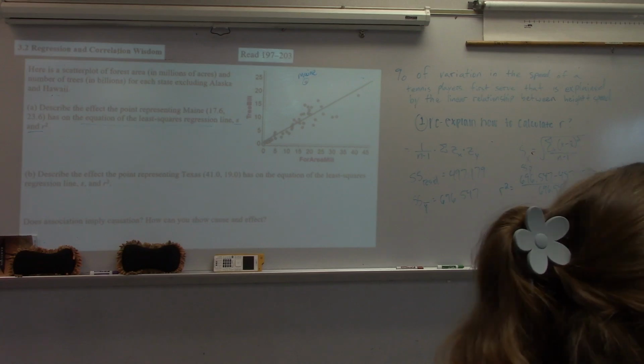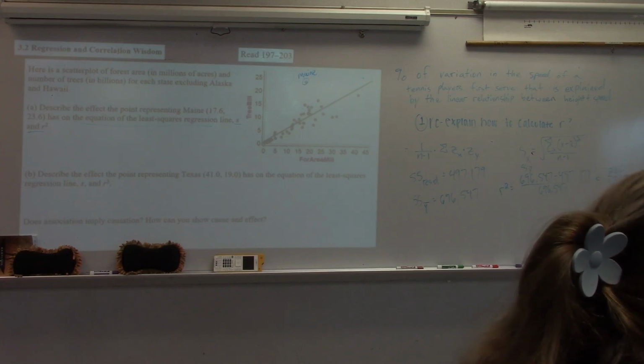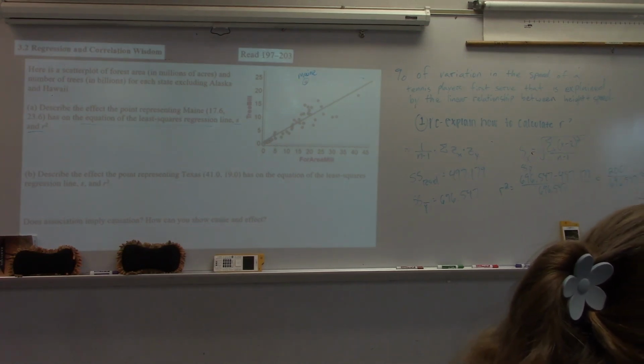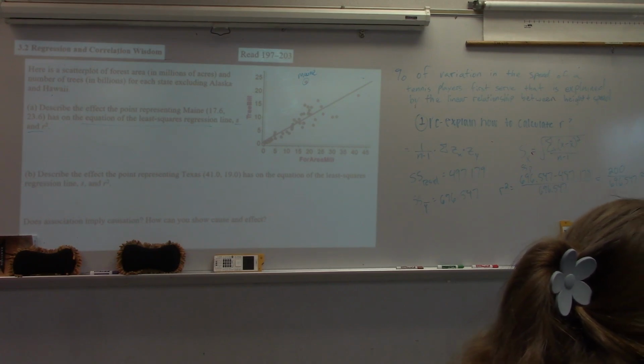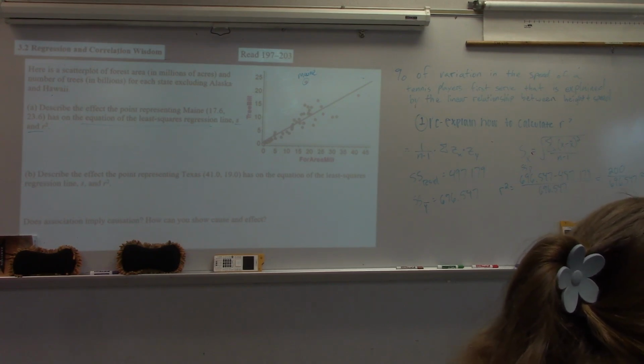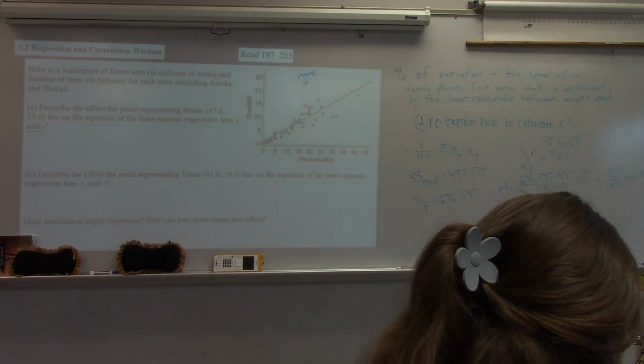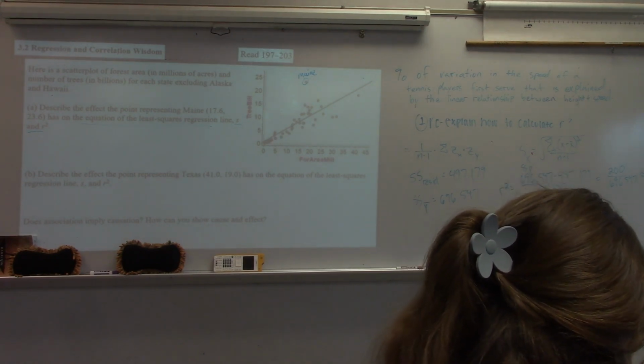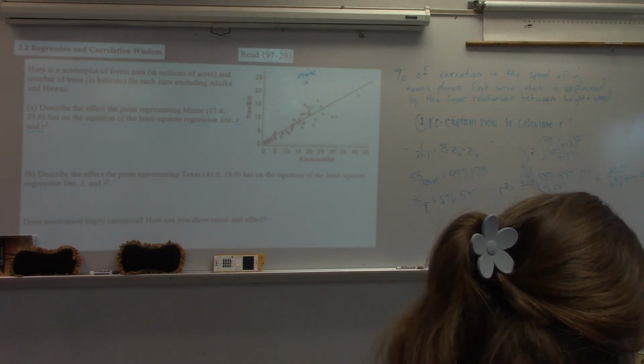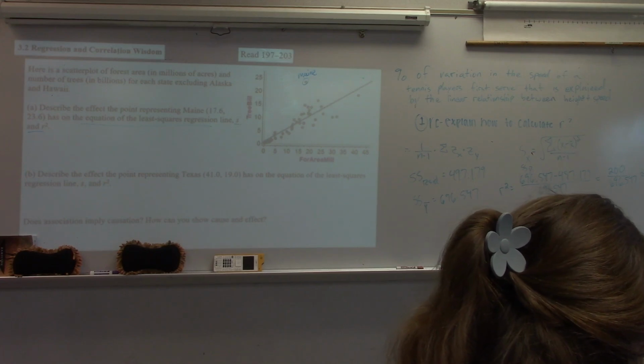Is there a way for us to see? So if I got rid of this, does it look like that line would change? Does it look like it's going to change anything about the regression line? Slope, no. So what about R and R squared?